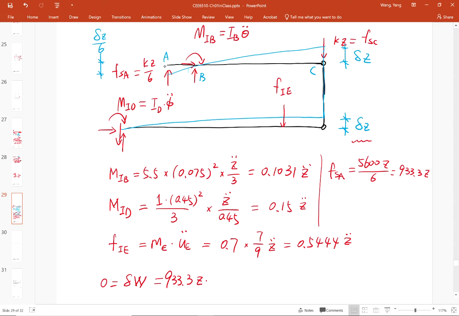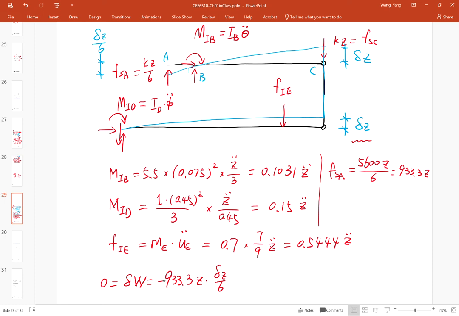this FSA along the displacement is delta Z divided by 6. The work is negative. Okay, everything is going to be negative in this case. So it'll just be a negative sign in front of everything. This is FSA. The work done by FSA.